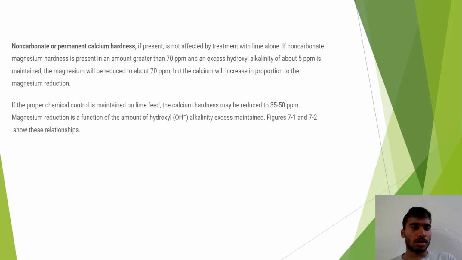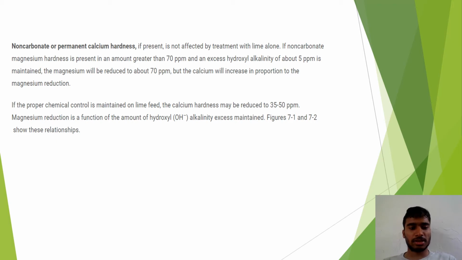Now, non-carbonate or permanent calcium hardness, if present, is not affected by treatment with lime alone. If non-carbonate magnesium hardness is present in an amount greater than 70 ppm and an excess hydroxyl alkalinity of about 5 ppm is maintained, the magnesium will be reduced to about 70 ppm, but the calcium will increase in proportion to the magnesium reduction. If the proper chemical control is maintained on lime feed, the calcium hardness may be reduced to 35 to 50 ppm.